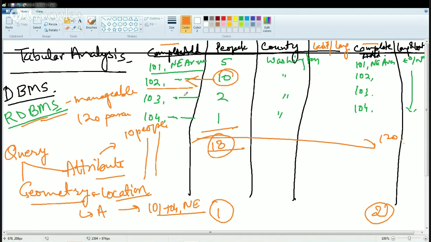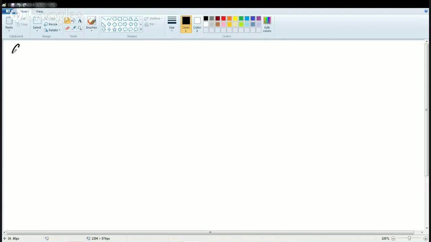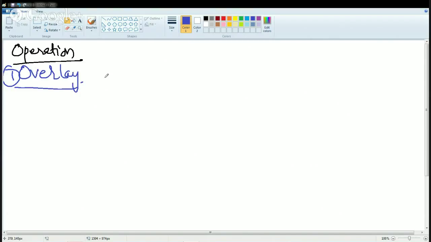Whenever you do a query in an attribute format, it is known as SQL, the sequential query language. In the sequential query language, you try to do queries in a sequential form from one row to another row. So this was about the tabular analysis. We have already discussed spatial analysis, network analysis, and finally tabular analysis. Now let's move on to the various kinds of operations. The first operation that we would be discussing today is known as the overlay operation.